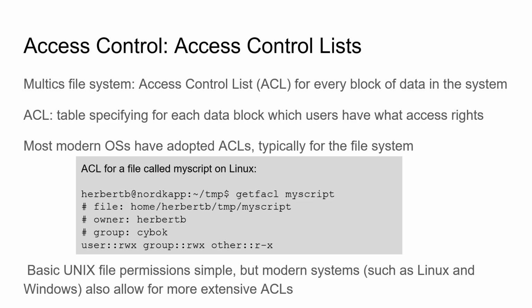But it seems like this is just the old Unix file permissions. But it turns out that you can actually build more extensive access control lists. Okay? But access control lists are essentially just that, tables where we specify for particular objects what operations particular users may perform.